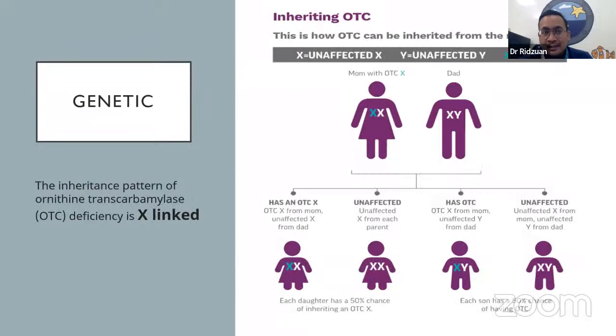As OTC deficiency is an X-linked genetic condition located on the X chromosome, girls will have two X chromosomes while boys have X and Y. Since boys have only one X chromosome, if the OTC enzyme is abnormal or missing, they have no backup. So the boy will have the disease. The girl will usually only become a carrier, but because of lyonization, girls can also develop the disease.